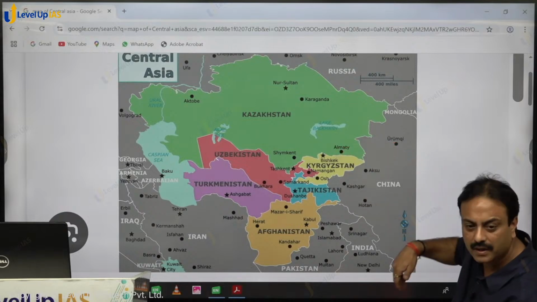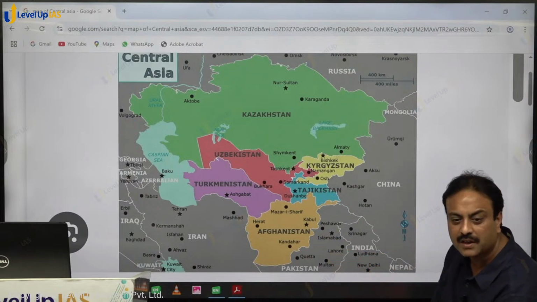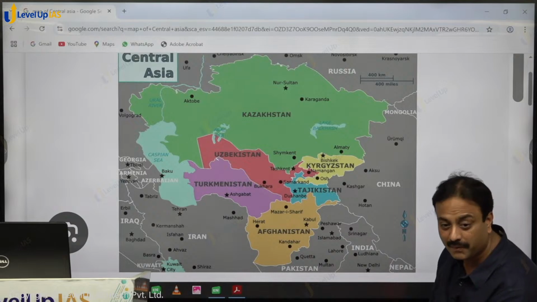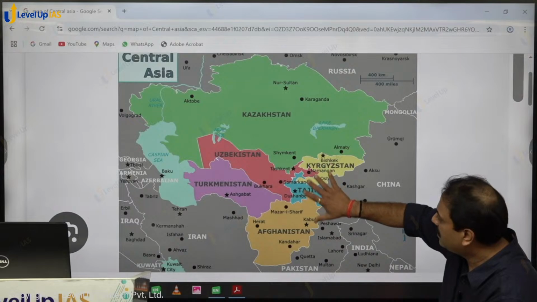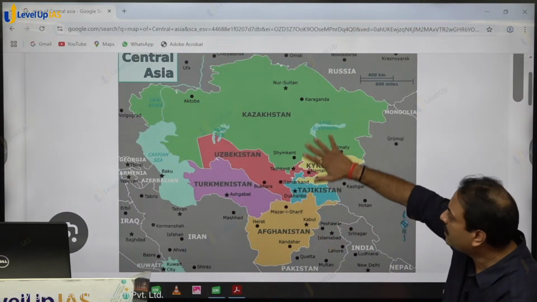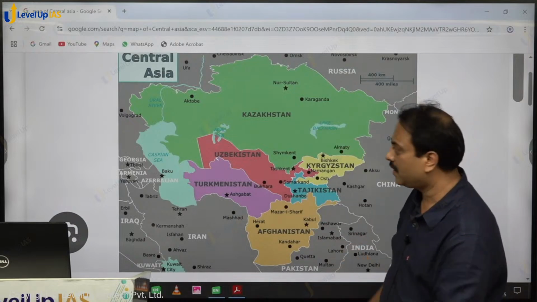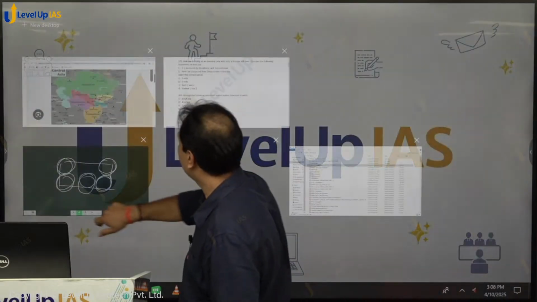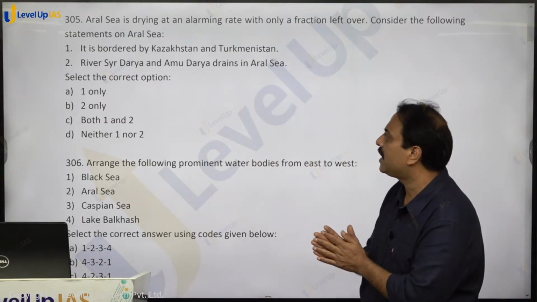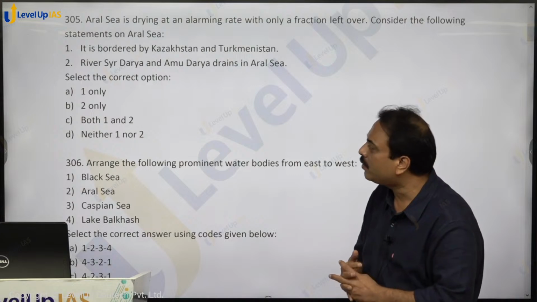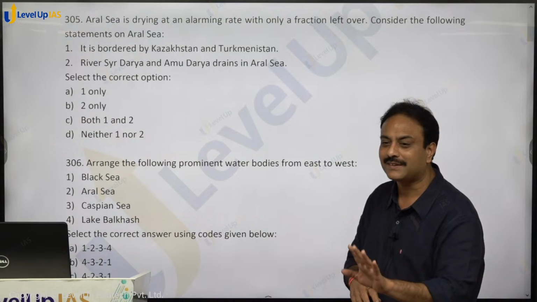China also has a border, India also has a border. India is also having a border with Afghanistan, which is there in POK. But we claim that we are having a border with Afghanistan. Are you getting this? So here we are having Aral Sea. Sir Darya, Amu Darya drain in Aral Sea. So it is bordered by Kazakhstan and Turkmenistan. Wrong. Sir Darya, Amu Darya drain in Aral Sea. Correct. So only two only. Option B, B for boy, shall be the right answer. This was not deep, was it?